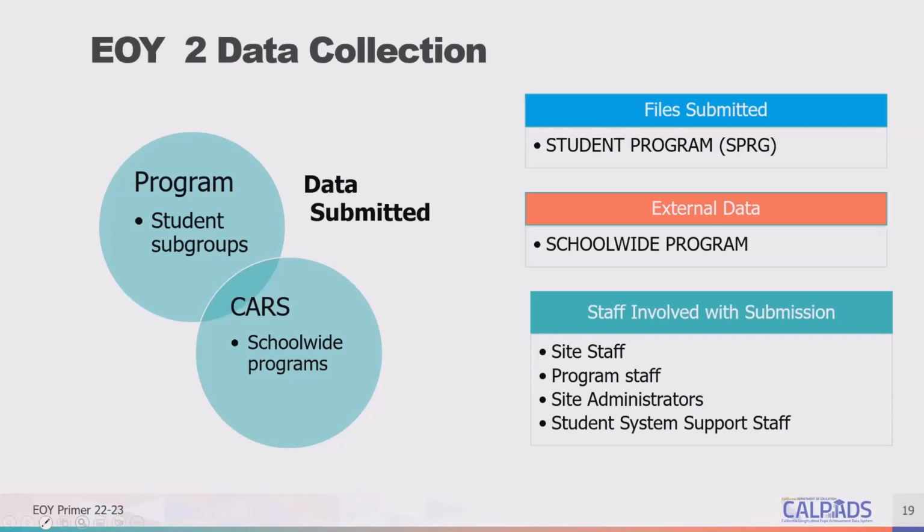And schools operating Title I school-wide programs are identified through an import from the Consolidated Application Reporting System, or CARS. This data collection has gone unchanged for several years and should be the easiest to complete. The files that are used to submit this data are the student program, or SPRG files, which are used to identify student program participation for subgroup data.